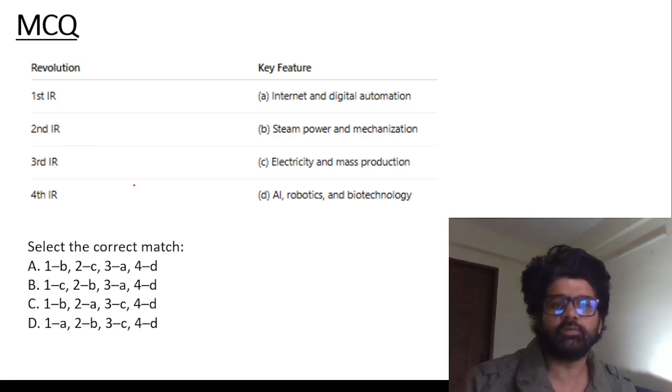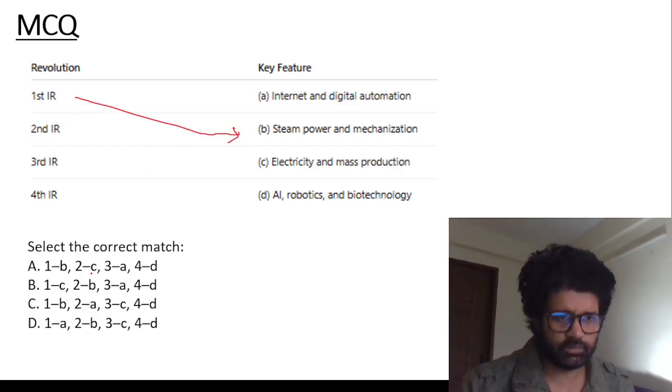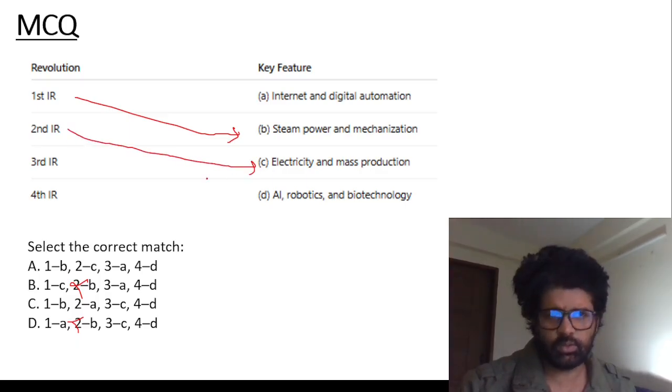Match the first, second, third and fourth industrial revolution features. First IR is B. So if one is B, you're left with A and C. Second IR, electricity and mass production, so two is C. So you got the answer. Third IR, internet. Fourth IR, the current one. So the answer is A.